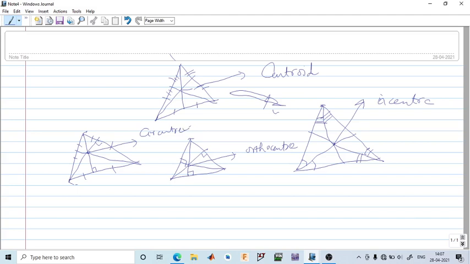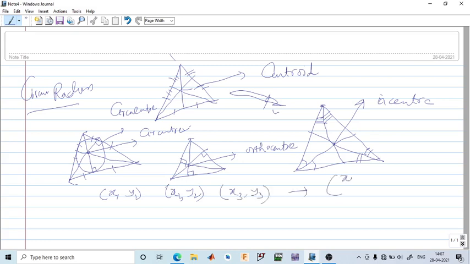And the circle that passes around the triangle is also known as the circumcircle, and the radius of that circle is known as the circumradius. Right? This is the basic insight. You know that if in a triangle the coordinates are given as x1, y1, x2, y2, x3, y3, then the centroid is (x1 plus x2 plus x3) over 3, (y1 plus y2 plus y3) over 3.